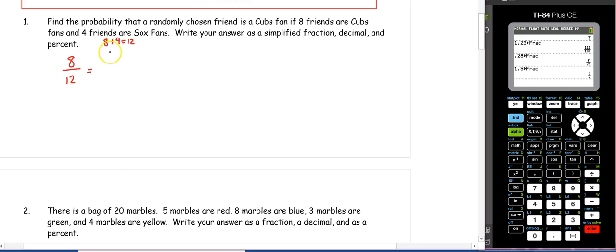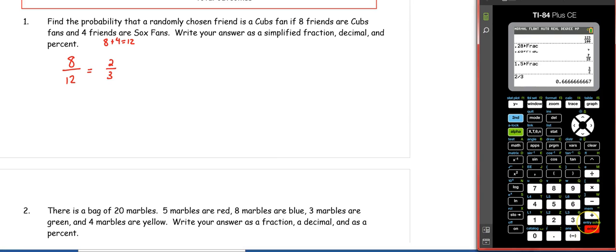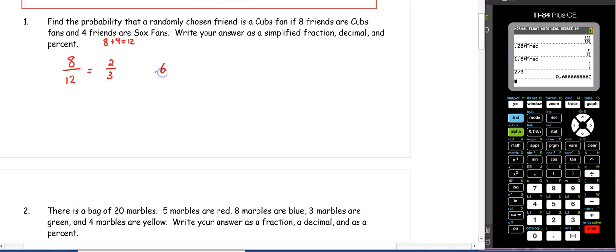So to get this as a fraction, we need to reduce. So we can either use the calculator, or I know both of these numbers are divisible by 4, which leaves us at 2/3. To get this into a decimal, we're going to do 2 divided by 3 and round to the nearest thousandth. So we have 0.667. And then to get to a percent, we're going to move the decimal point over twice to the right. So our percent would be 66.7%.